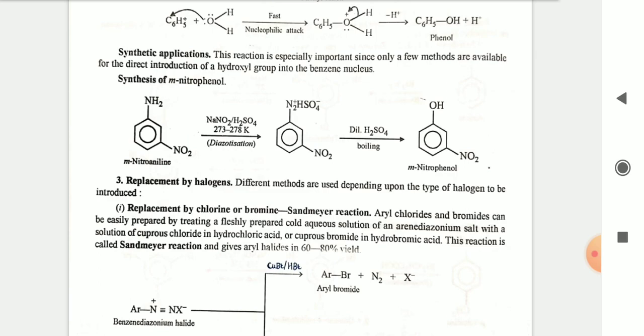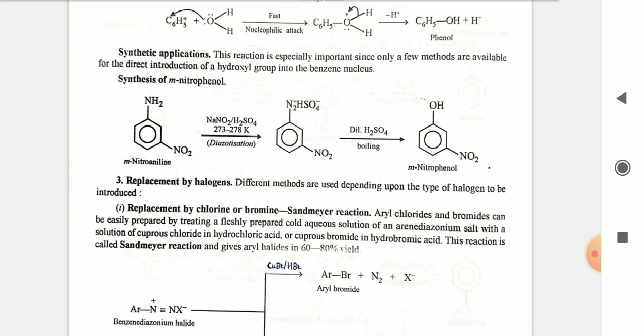Synthesis of m-nitrophenol. M-nitroaniline in the presence of NaNO2 and H2SO4 at 273 to 278 Kelvin will give a benzene ring with N2+ HSO4- and NO2. In the presence of boiling dilute H2SO4, it will give m-nitrophenol. Third is replacement by halogen.